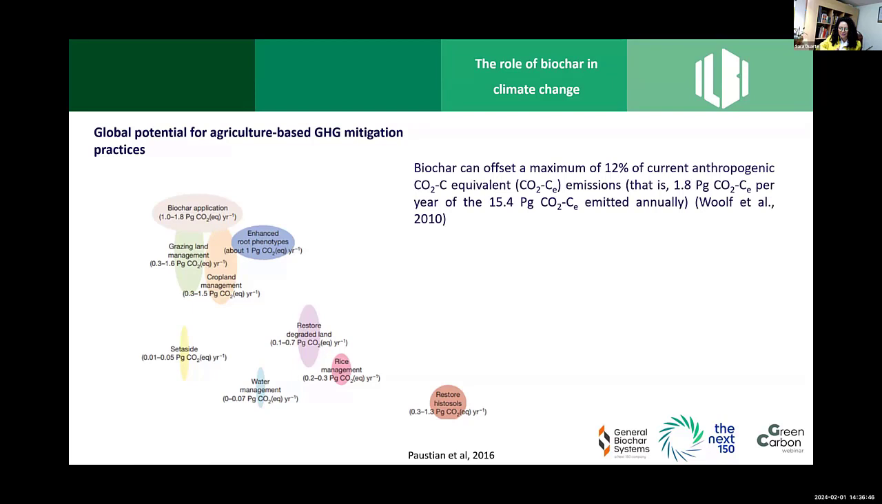And it represents, for example, 1.8 petagrams of CO2 equivalent per year, which is 12% of the current anthropogenic CO2 equivalent, which is 15.4 petagrams of CO2 equivalent. So biochar can offset a maximum of 12% of global emissions. It gives us really nice results. And that's why biochar today is a powerful tool, not only for agriculture, but also for climate change mitigation.